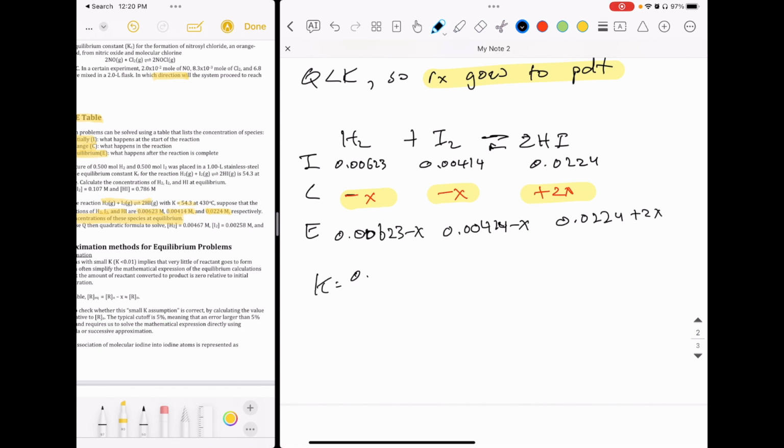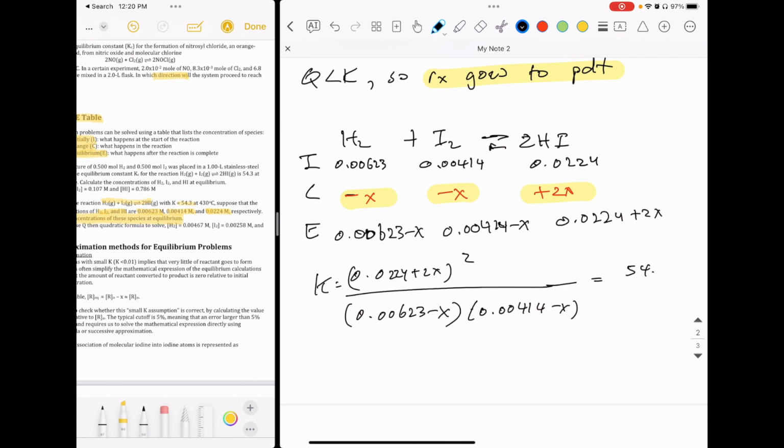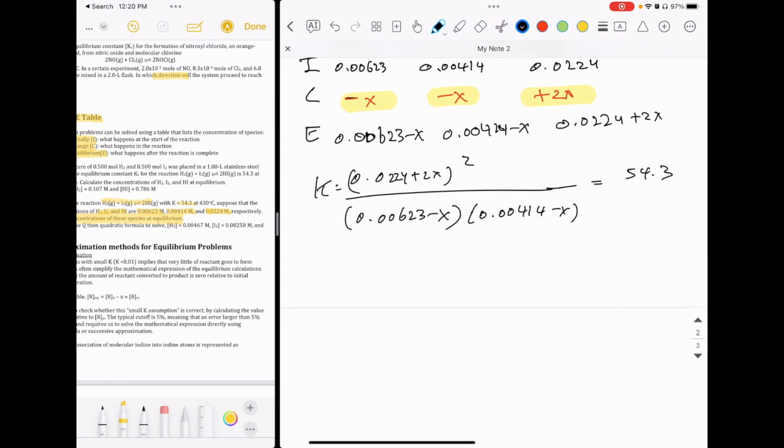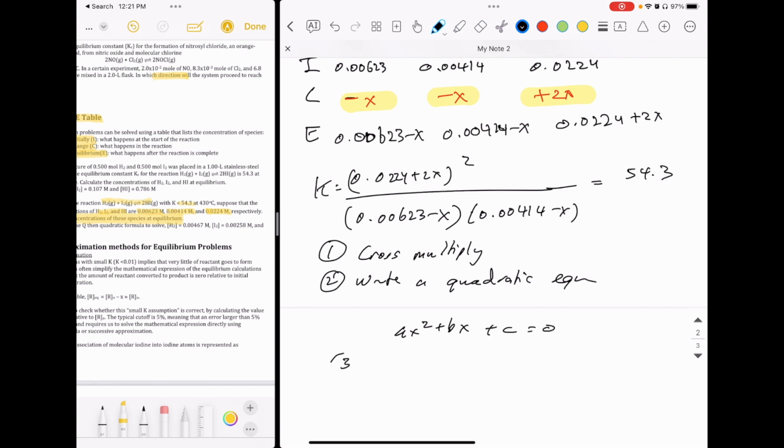So the K expression is going to be (0.0224 plus 2x) squared over (0.00623 minus x)(0.00414 minus x), and then that all equals 54.3. Not as easy as the previous one because you can't just take square roots of both sides because the denominator has different expressions. So this means you're going to have to do your cross multiplication. So I'm just going to write down what math steps you need to do. You're going to cross multiply and then you're going to write a quadratic equation, right? Which should show you something in the form of ax squared plus bx plus c equals 0. Okay, then at that point you can then use the quadratic formula to solve for x.